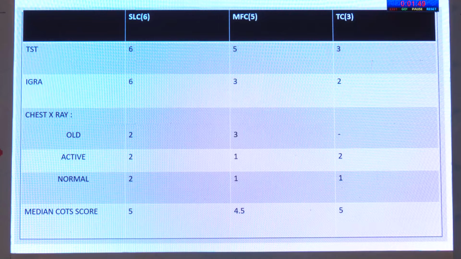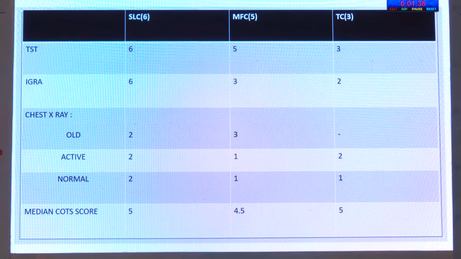Like we said, among 6 patients of SLC, all 6 patients were positive for TST, all 6 were positive for IGRA, and 2 patients showed old lesions on chest X-ray, 2 patients showed active lesions, and 2 patients showed normal chest X-ray. Thus, the median COTS score was 5.